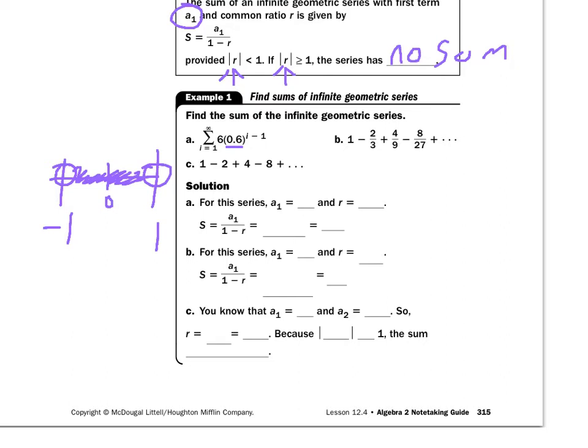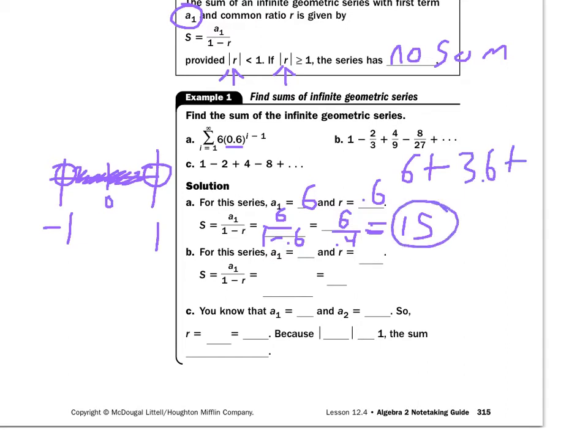My a sub 1 is going to be 6, and my r is going to be 0.6. So I have 6 divided by 1 minus 0.6. 6 divided by 0.4 is going to equal 15. That means if I add up all those terms all the way to infinity, the result will be 15. And that's kind of a heavy concept when you think about it. 6 plus 3.6 plus, and you're always multiplying by 0.6, and if I add them all up, I get 15.